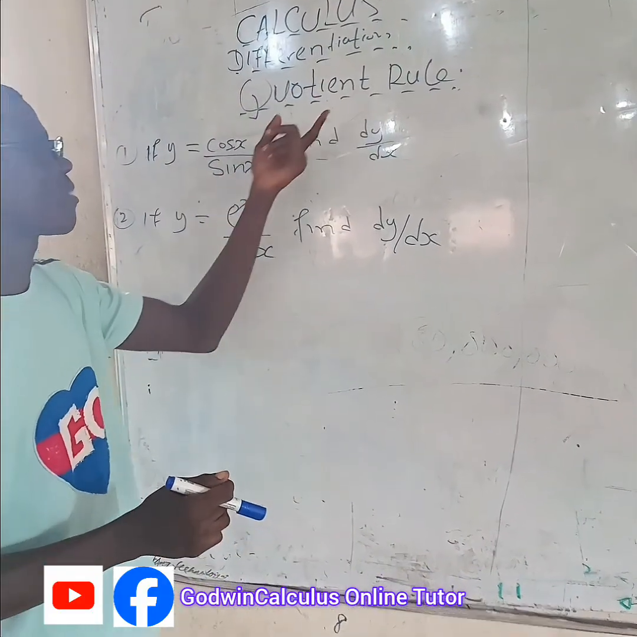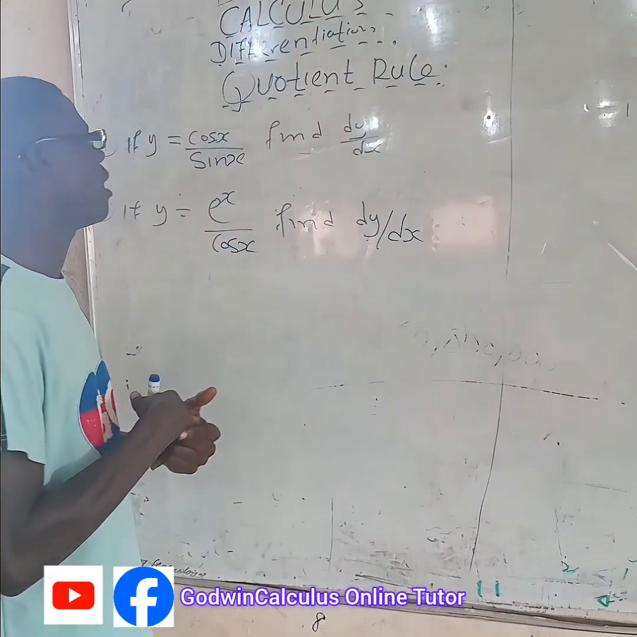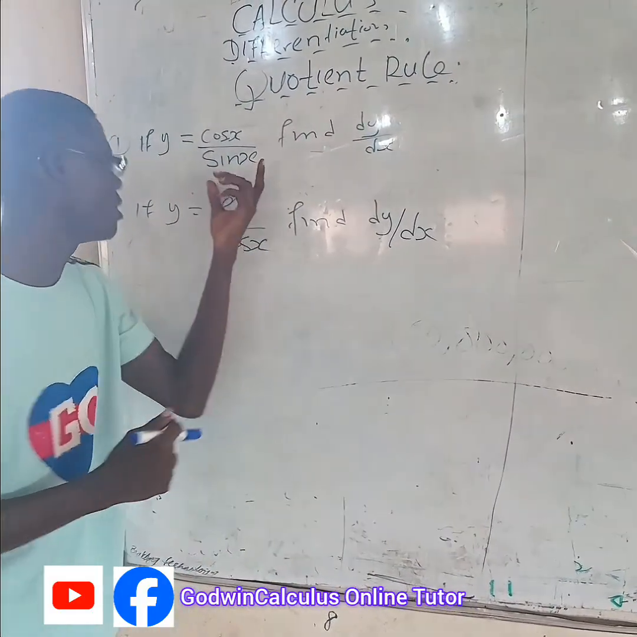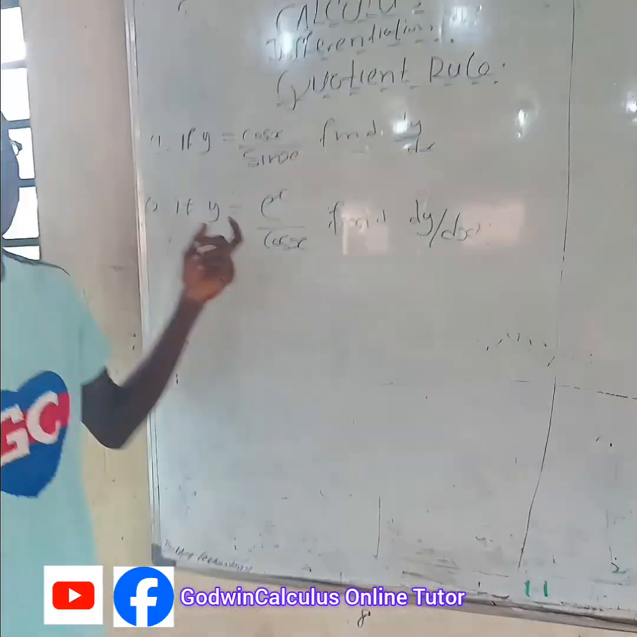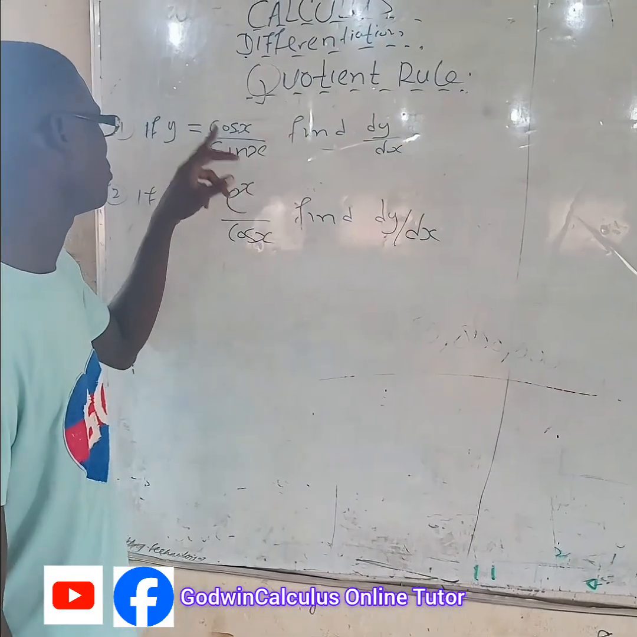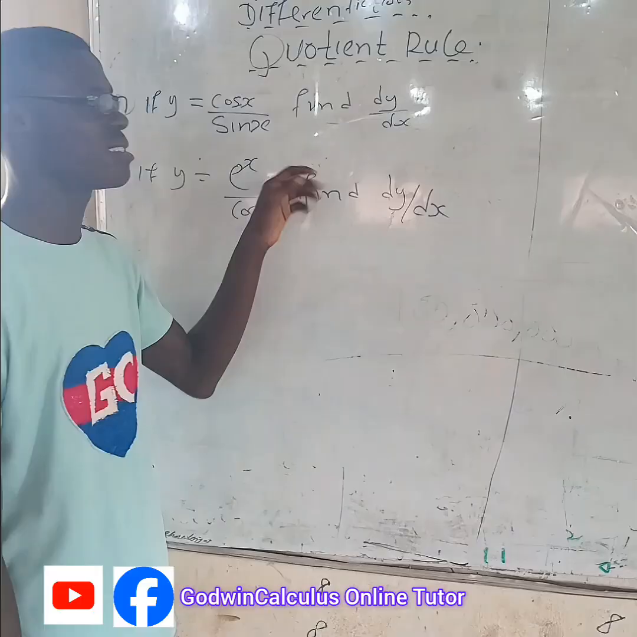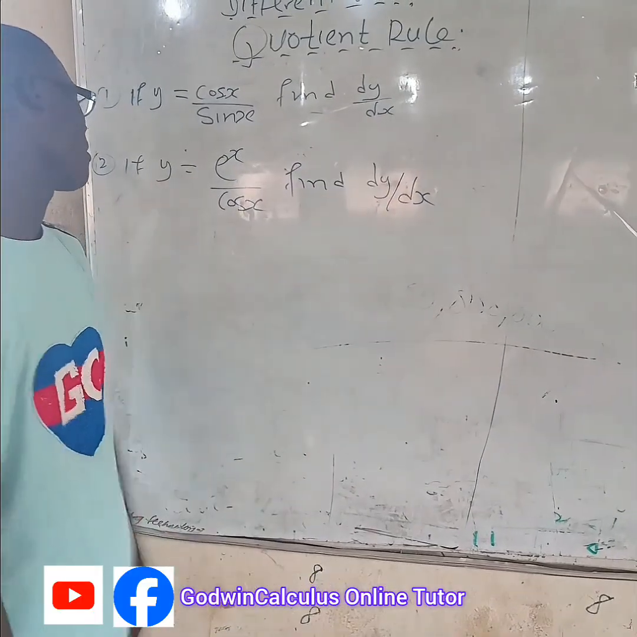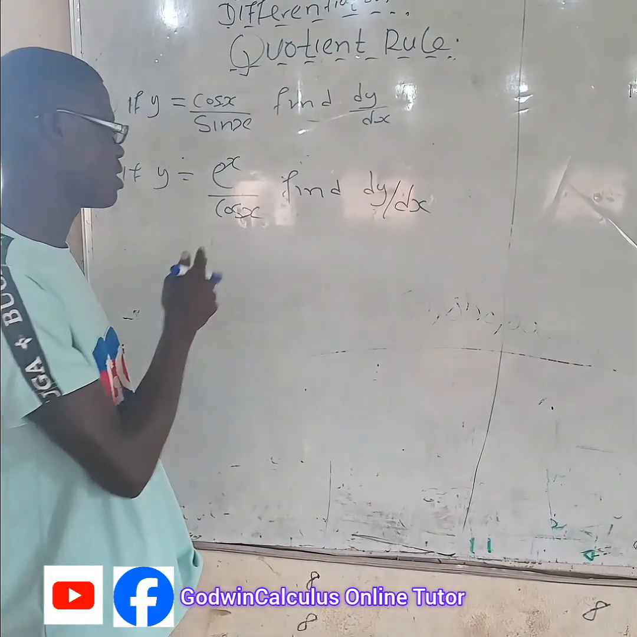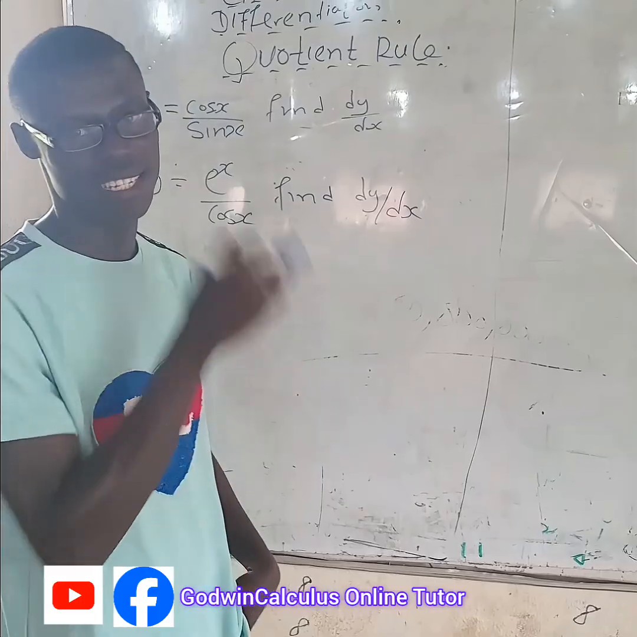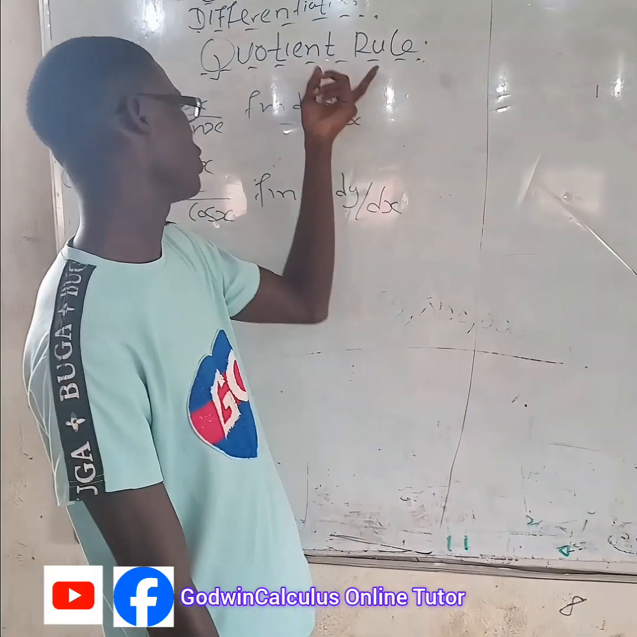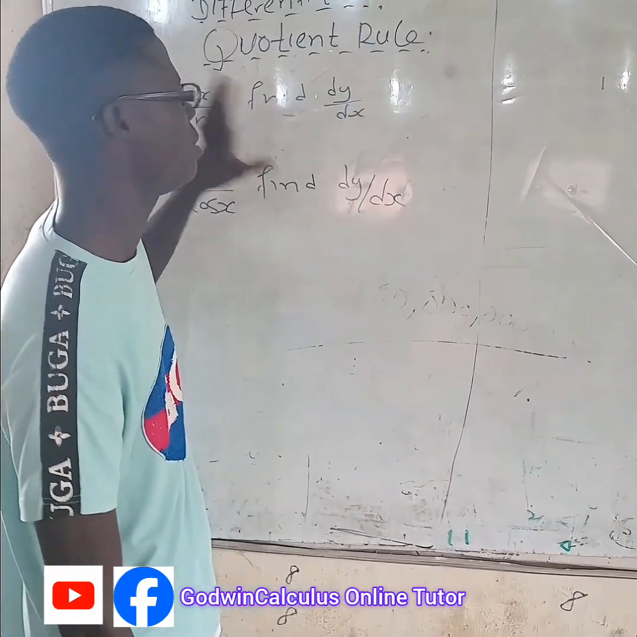Differentiation, quotient rule. Now, how do we use the quotient rule to solve this question? The question says that if y is equal to cos x all over sin x, find dy/dx. And if y is equal to e^x cos x, find dy/dx. Now, how do we apply these rules to solve these two questions?